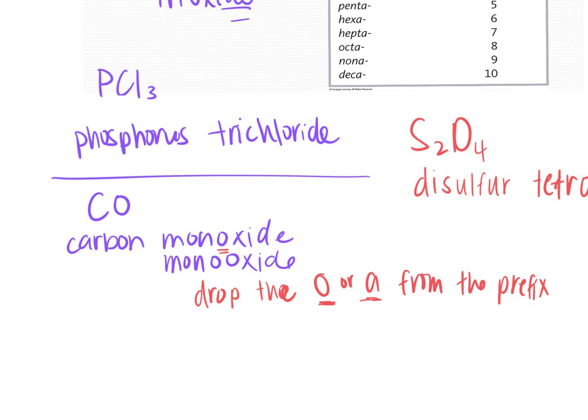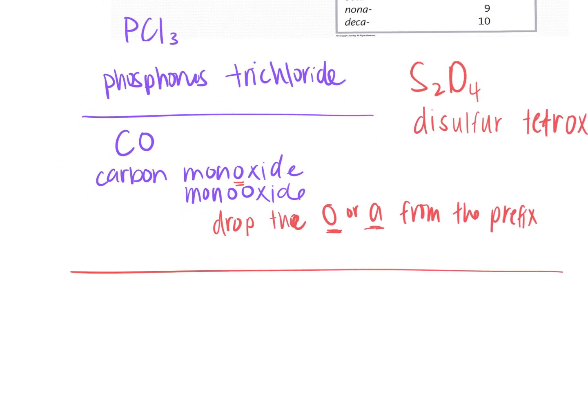So if our element begins with a vowel, we drop the O or the A from the prefix. And remember, no crisscross here. We name it exactly as we see.